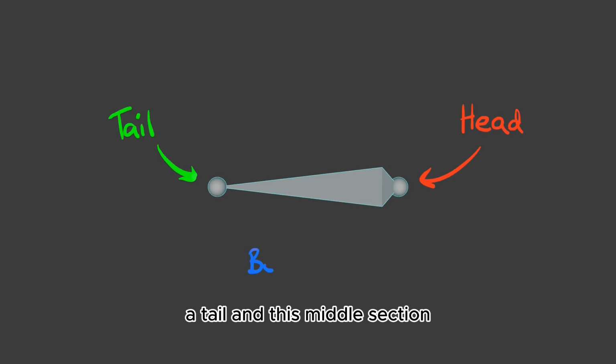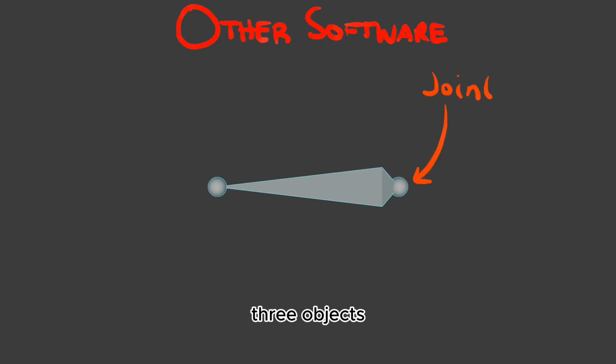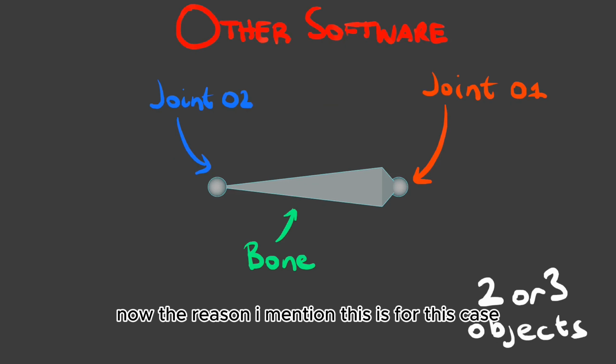Now, every bone has three parts. It has a head, a tail, and this middle section, which is not officially named, but I'm going to call it the body. These three things are considered one bone in Blender, whereas in some other software it's considered three objects: we have a joint, and the middle bit is a bone. Now the reason I mention this is for this case.